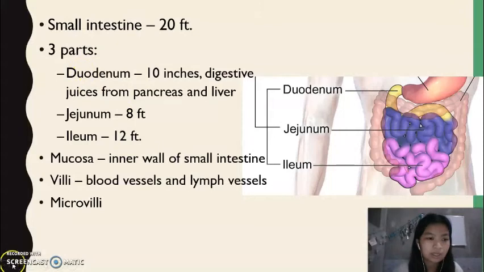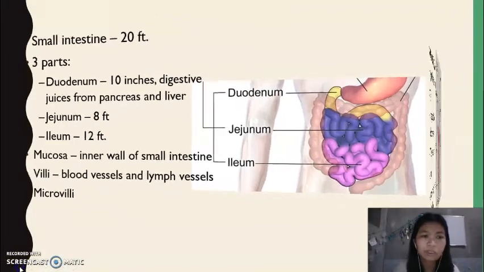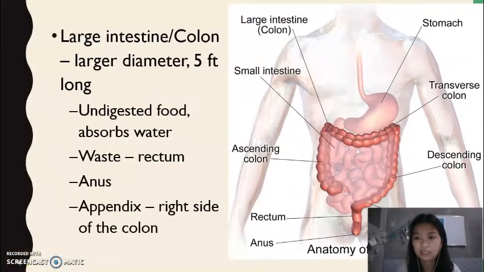Okay. So, next na, after the small intestine, pagkatapos dumaan kay duodenum, jejunum, and ileum, it will now go to the large intestine. So, lahat ng hindi na-absorb na nutrients at hindi na-digest na food ay pumupunta kay large intestine. It is also known as the colon and it has a larger diameter than the small intestine and it is about 5 feet long. Again, undigested food goes to the colon and it absorbs more water.